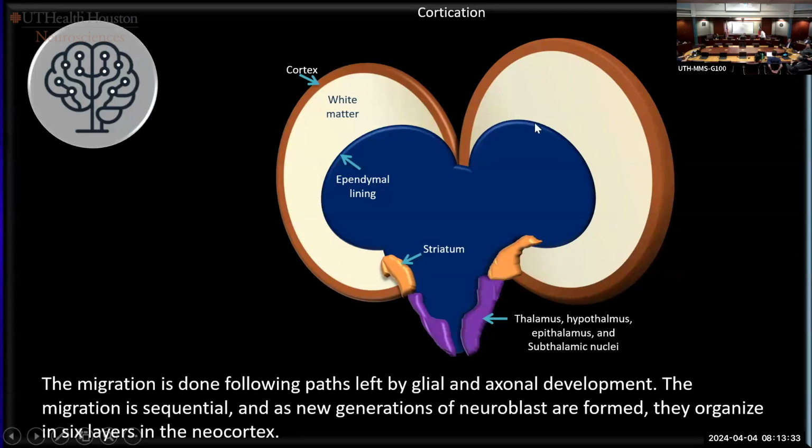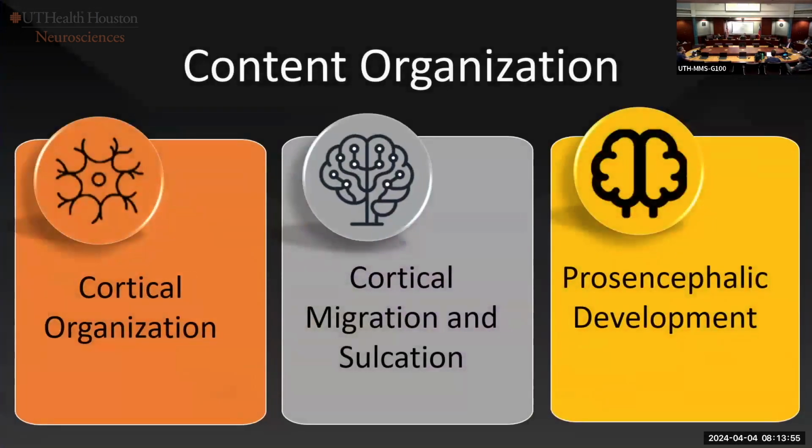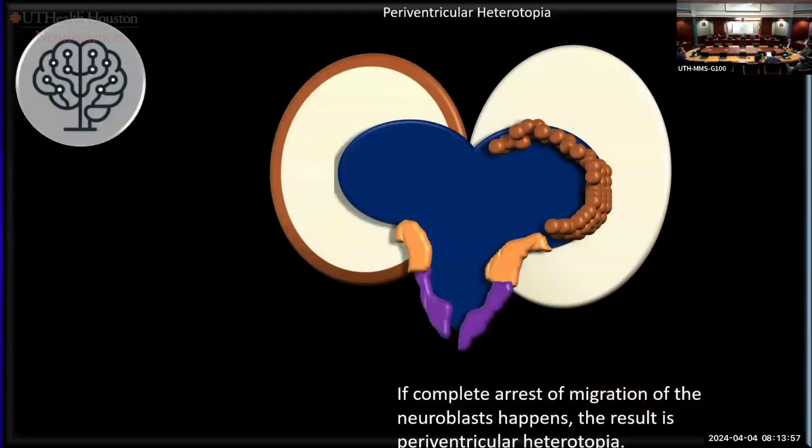And they're all surrounded by this ependymal lining. So you lose all the cortex here. You should not have any cortex in the white matter, and now you have the gray matter all organized in the periphery. And that's basically what we need to learn. But this doesn't happen the same way all the time, so let's go a little bit into cortical organization.